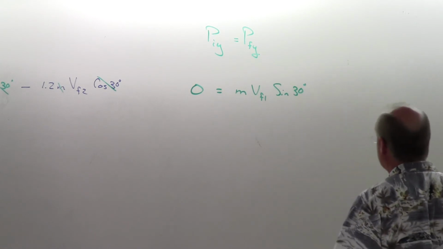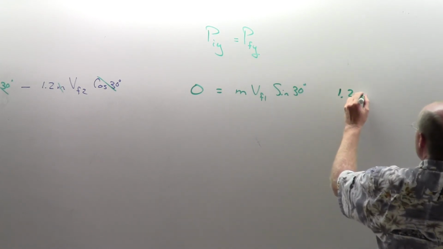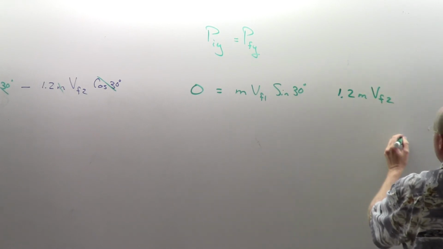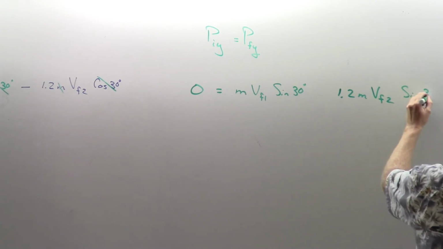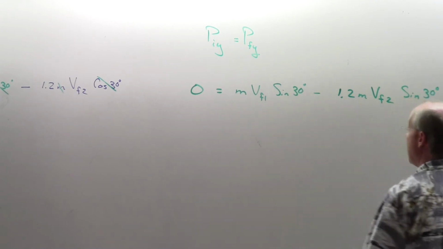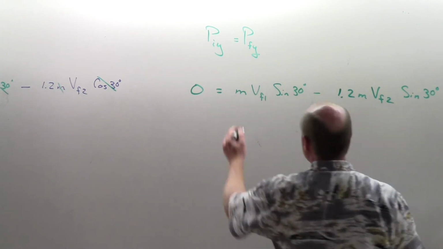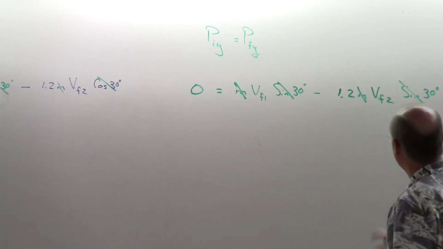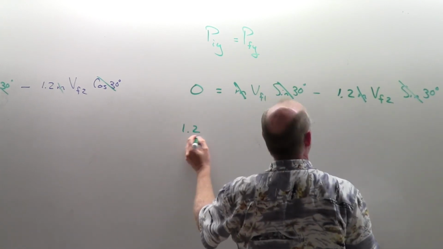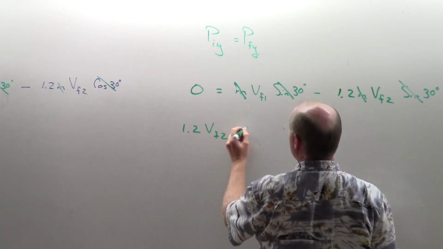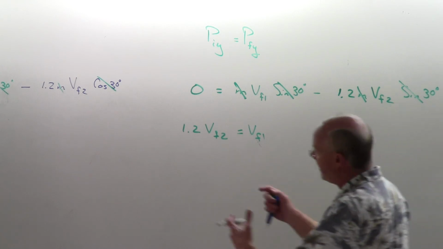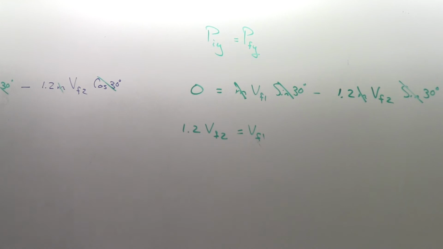Whereas the blue one would be 1.2 times m, so there's its mass. Its speed is V final number 2. Its angle is also 30 degrees, so sine of 30, and it's headed down. But I think this just tells us the same piece of information as the x component. Yeah, it should. And so we just get 1.2 times the final speed of number 2 is the final speed of number 1. So whether we look at the momentum in the x or the y, in this case, one is going to give us the same information as the other.